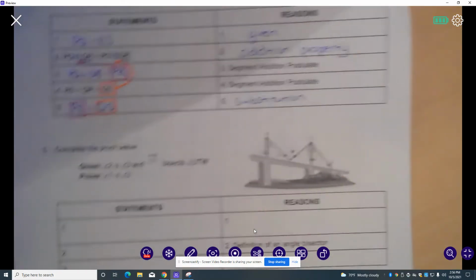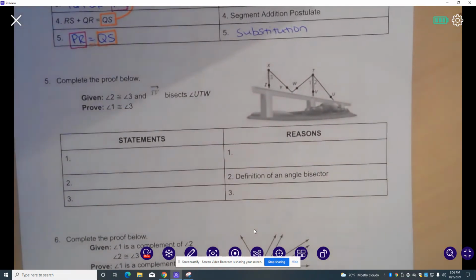In this video, we're going to work through 5 and 6 on your Chapter 2 test review. And number 5: given angle 2 is congruent to angle 3 and ray TV bisects angle UTW, prove that angle 1 is congruent to angle 3.